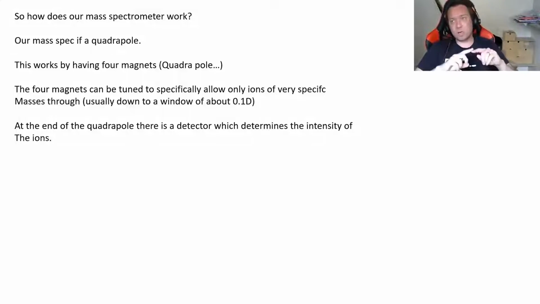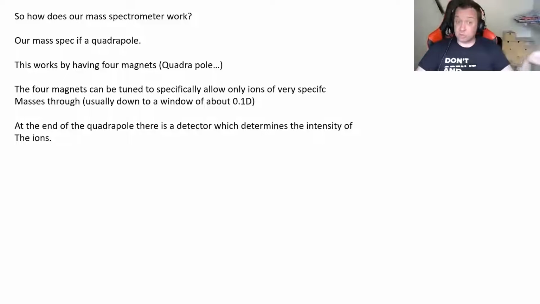And the way it works, in our case, we're normally running it at about 4 times a second. So it would go from allowing ions of 50 daltons through to 450 daltons through in 0.1 dalton increments, so about 4,000 increments, and it will do that 4 times a second. And this is called scanning. So it scans up and down a range of frequencies.